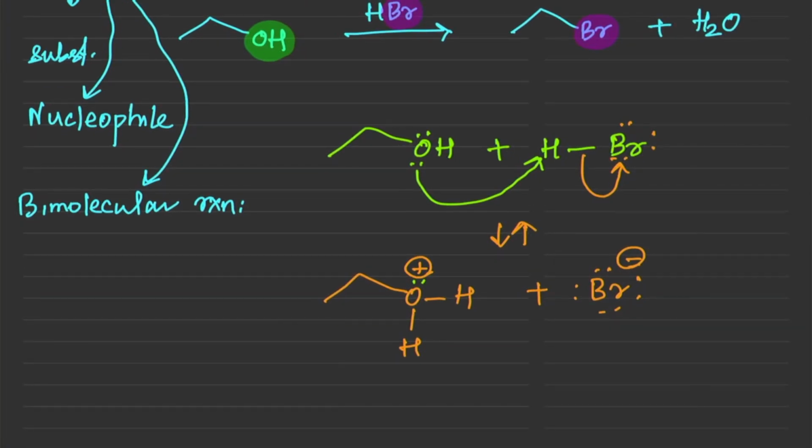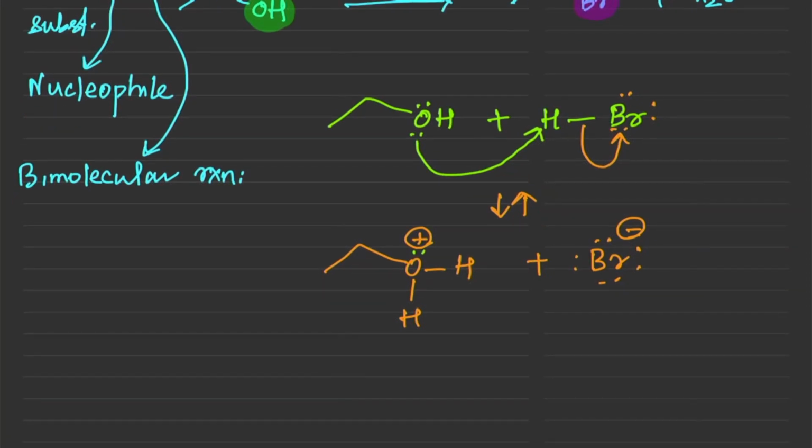If you want to neutralize it, there are a couple of ways. It can get rid of its excess proton, bringing back these two electrons here. If it does, that's basically going backward, the same thing that we had before. That's why you see an equilibrium sign. So instead, let's move forward.